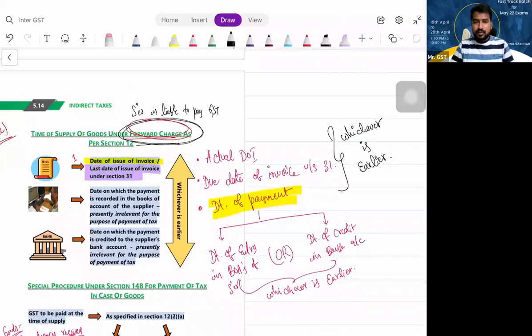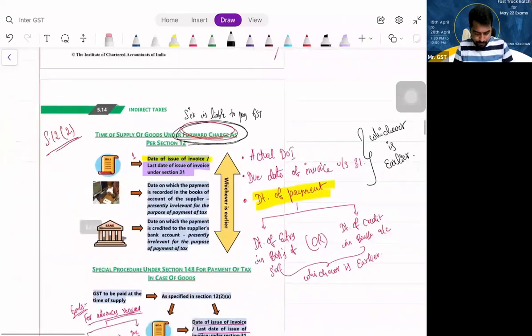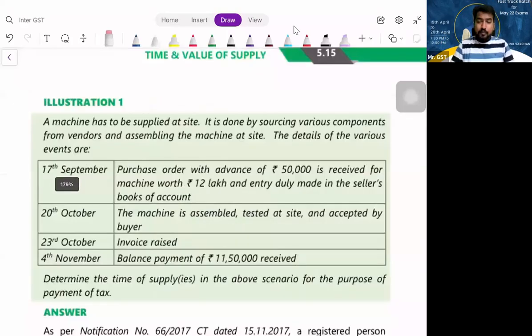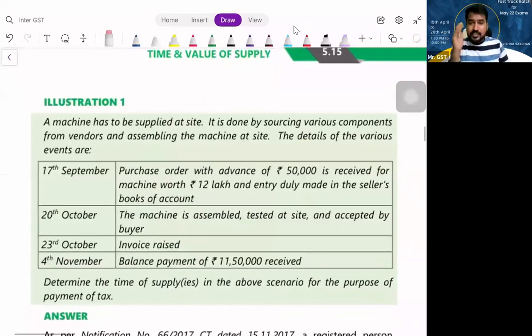Then copying, shall we look at a small example? Come to number 1 in your page 5.15. Without looking at the answer, please try to answer it. Please be very honest. Cheating is allowed only in the exam hall, not in the classroom.